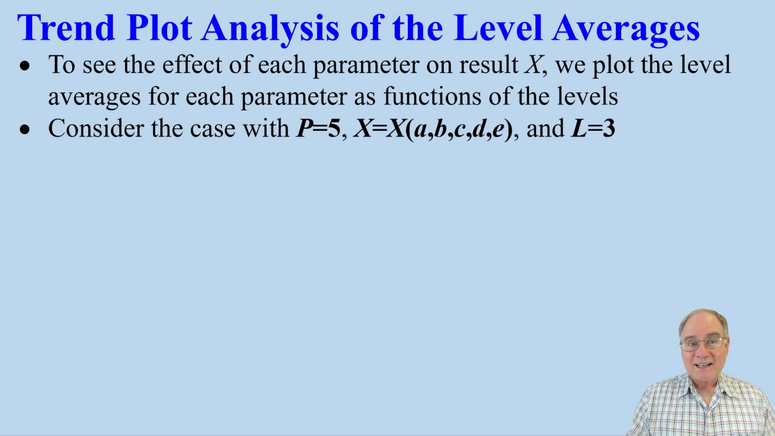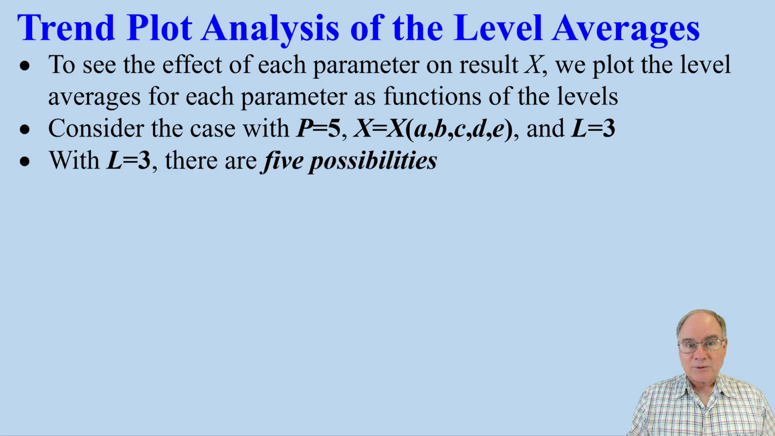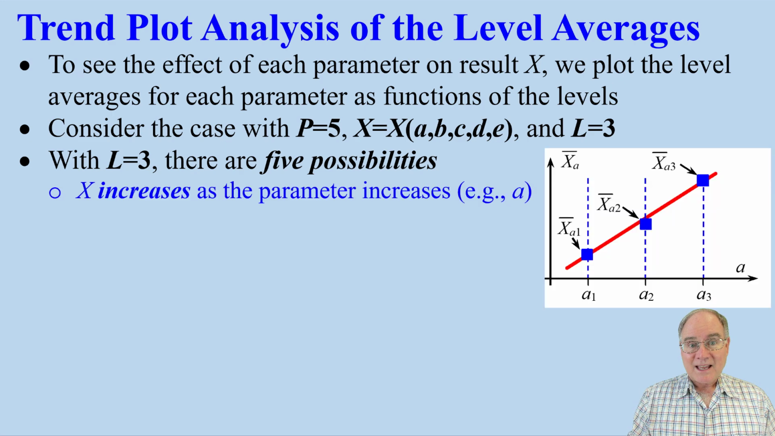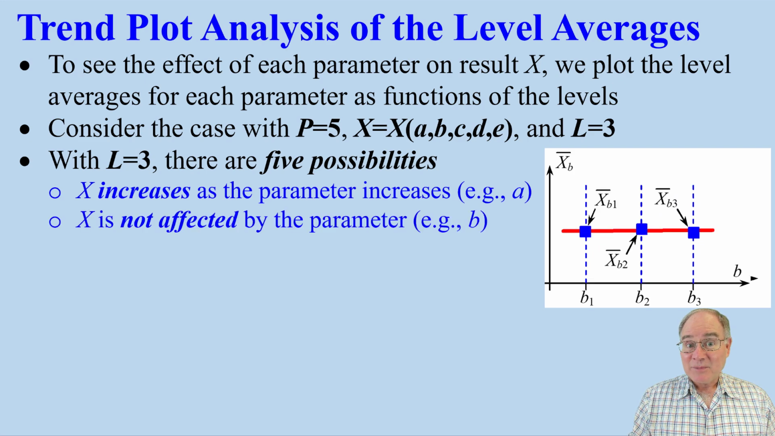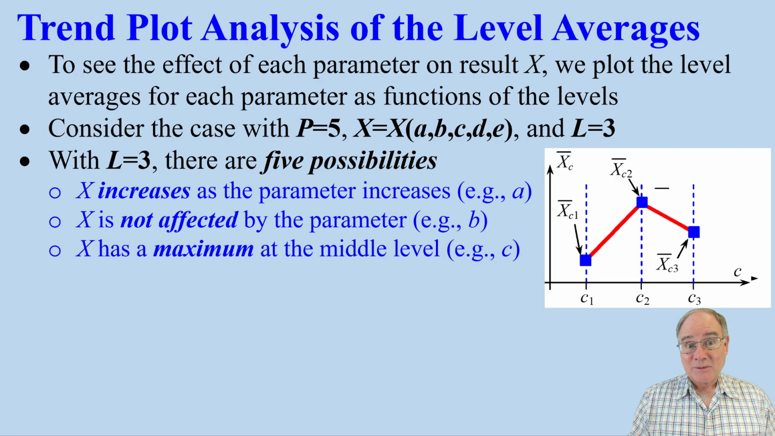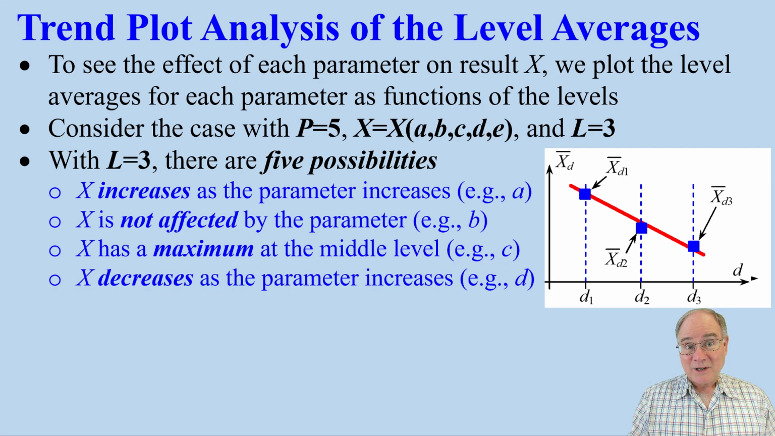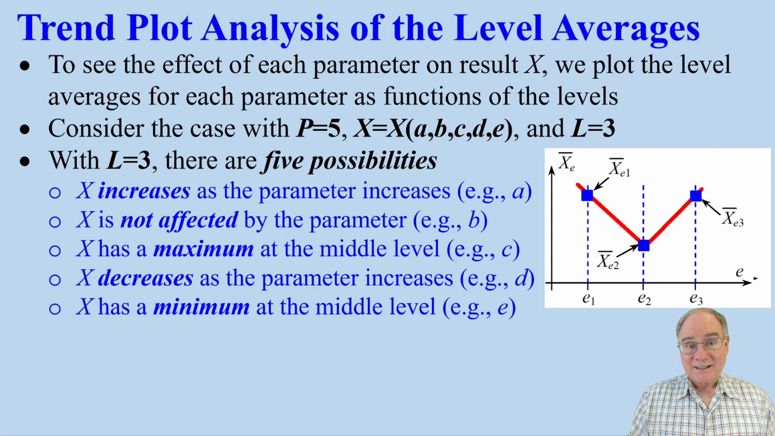Consider a more complicated case with 5 parameters, A, B, C, D, and E, but we'll still have 3 levels. With L equal 3, there are 5 possibilities. X increases as the parameter increases, as you see, for example, for parameter A. X is not affected by the parameter, as you see here for parameter B. X has a maximum in the middle, as in parameter C. X decreases with the parameter, that's what happens with D. And finally, there's a minimum at the middle level, for example, parameter E.